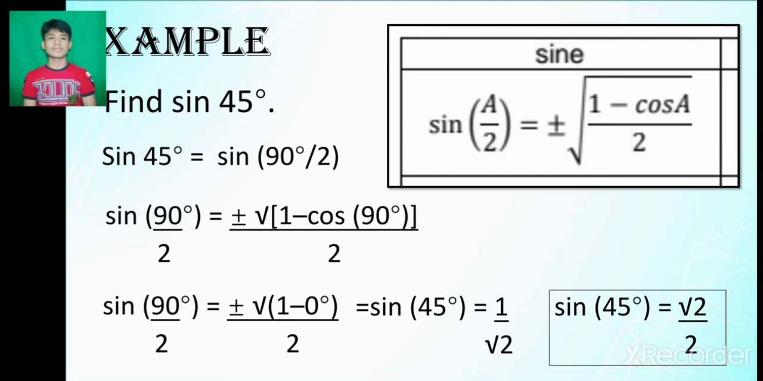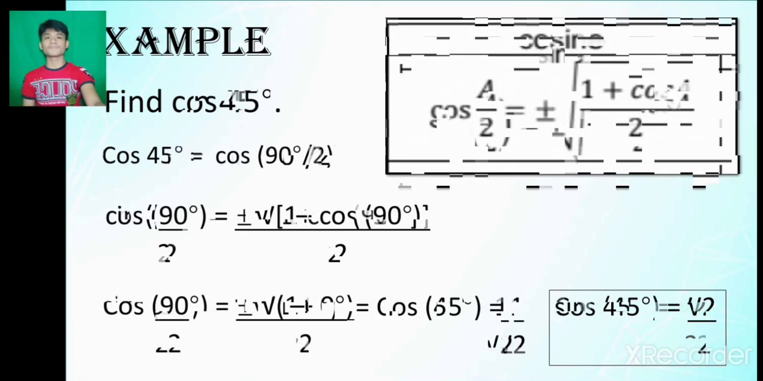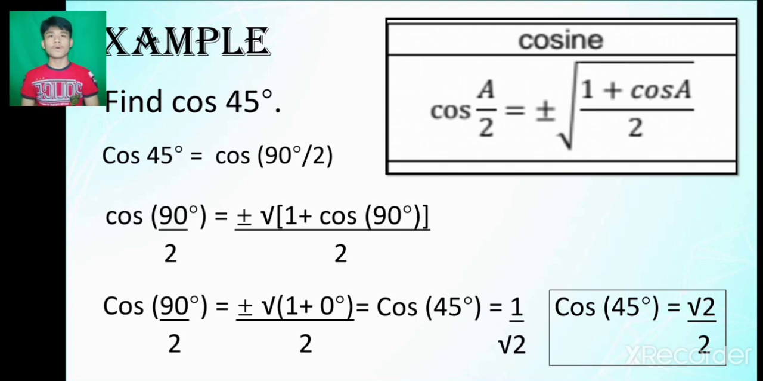So we have sine 45 degrees equal to square root of 2 over 2 as its final answer, or the value. Next, how about the cosine of 45 degrees? The formula here is cosine A over 2 is equal to positive or negative square root of (1 plus cosine A) over 2. Again, cos 45 degrees is equal to cos 90 degrees over 2.